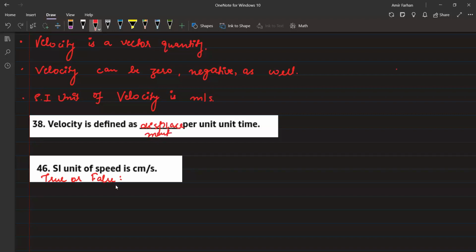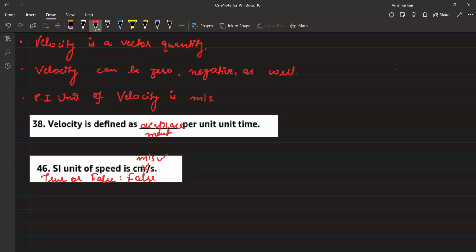What is the second one? True or false? Second is false. False, sir. Very good. So it is false because it is not centimeter, but it is meter square, meter per second. Meter per second is the correct one. Clear? Yes, sir.